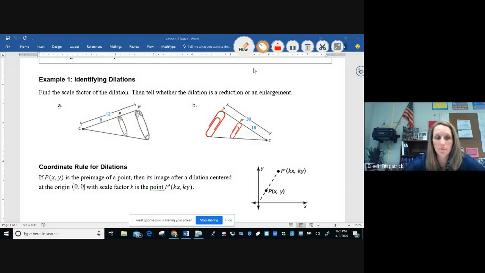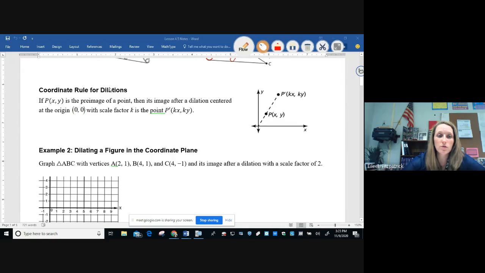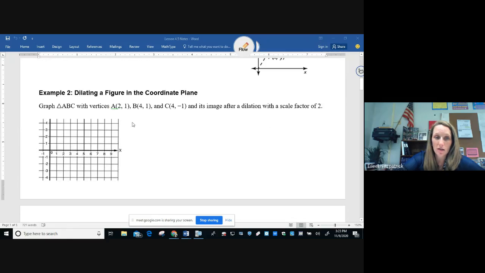Okay. Coordinate rule for dilations. If P (x, y) is the pre-image of a point, then its image after a dilation centered at the origin (0, 0) with scale factor k is the point P prime, which is (kx, ky). All that means is when you are trying to find where a new image is going to be, you just have to multiply the coordinates by your scale factor. And we're going to demonstrate that right now.